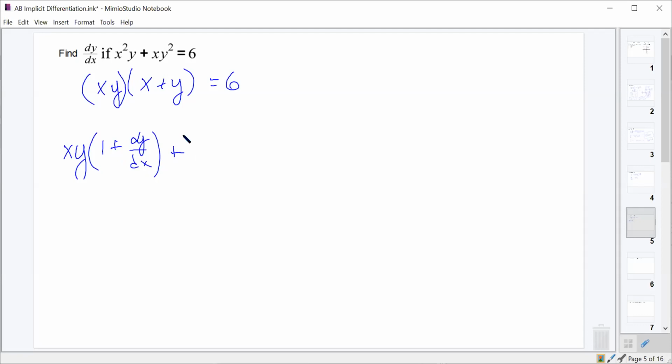And then plus the second function, x plus y, times the derivative of the first function, which is xy. Now, xy itself is a product of two functions, isn't it? It's a product of x and y. And so we need to use the product rule on just xy also. So that'll be x times the derivative of y, which is dy dx, plus y times the derivative of x, which is just 1. And then that equals what on the right-hand side?